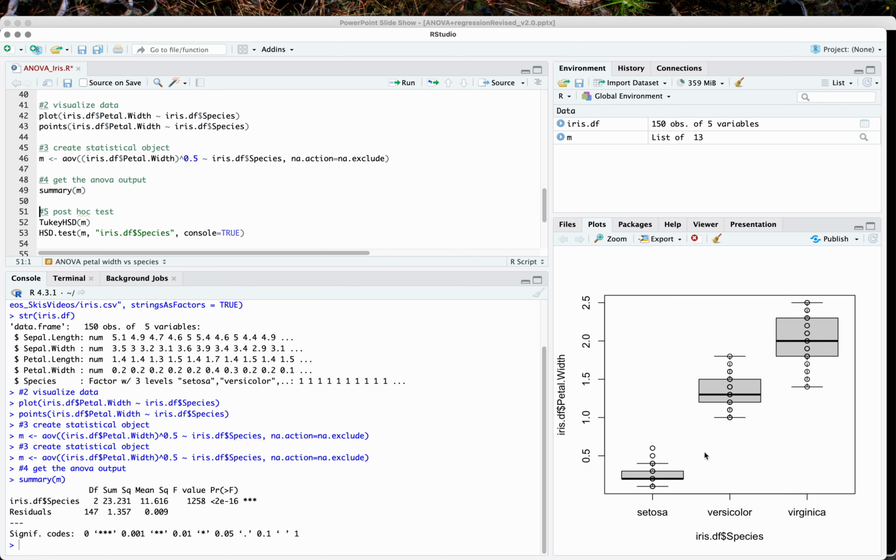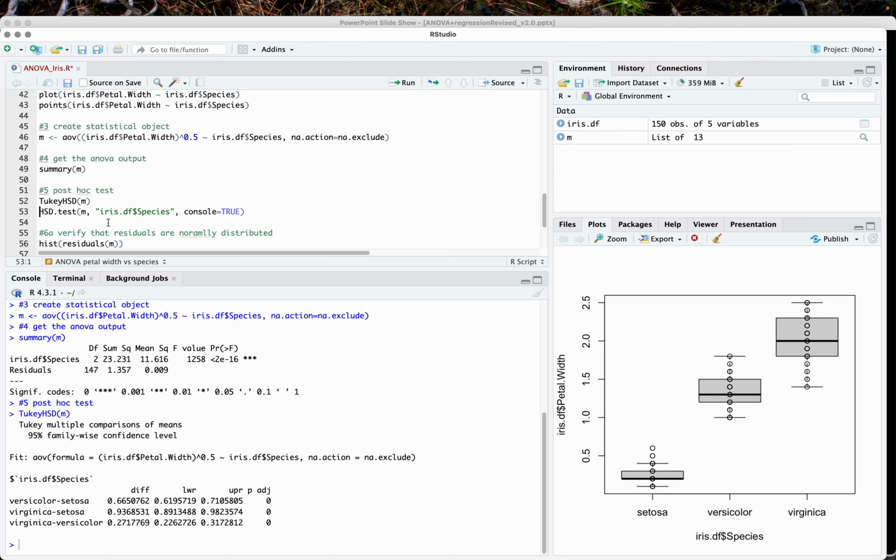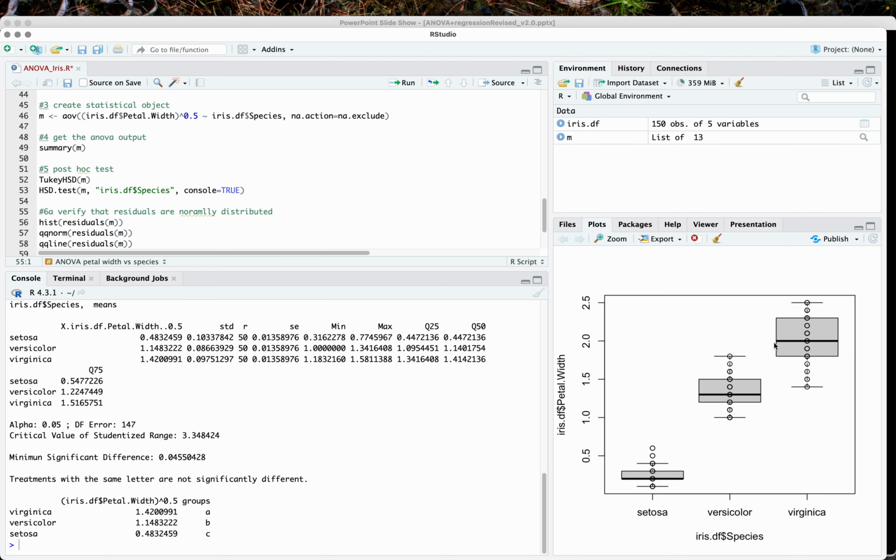Your odds of getting data like this, assuming that the means are actually the same at the population level, is astronomically small. And again, I bet the Tukeys are going to say the same thing. All three of these species have statistically significant differences.